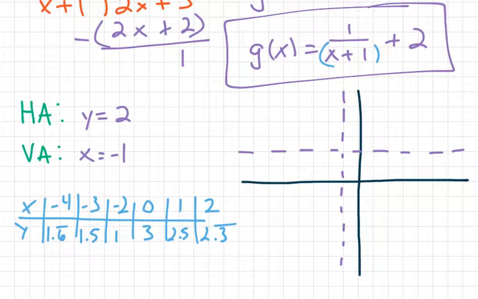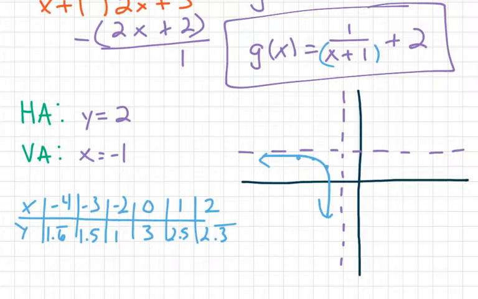Okay, so let's go ahead and mark these on our graph. So -4, 1.6 is right about in there. -3, 1.5 is there, very close together. -2, 1 is right in there. So our shape, it's kind of difficult to see here. It looks like this. Now that's not a very good drawing, but it has that general shape.